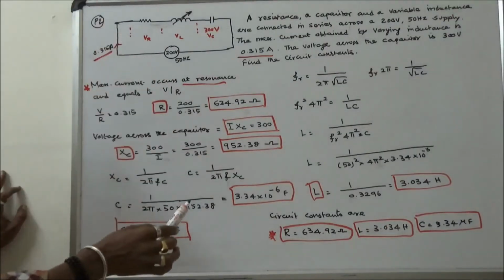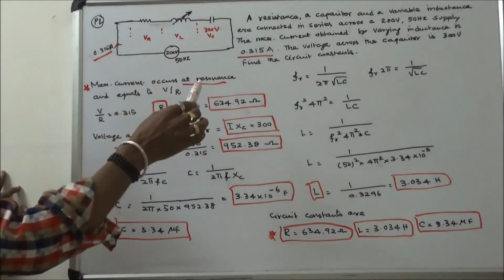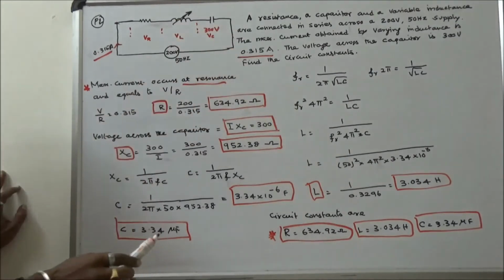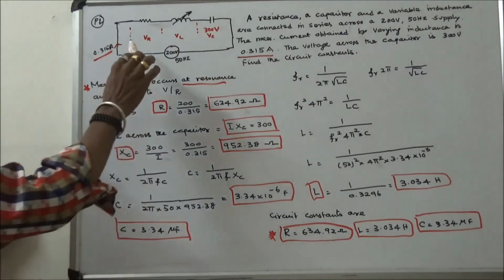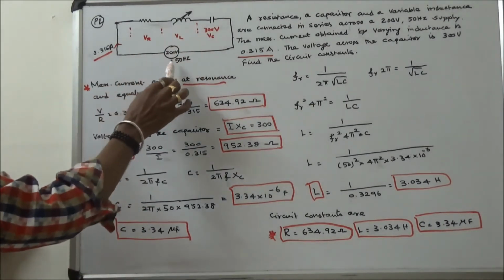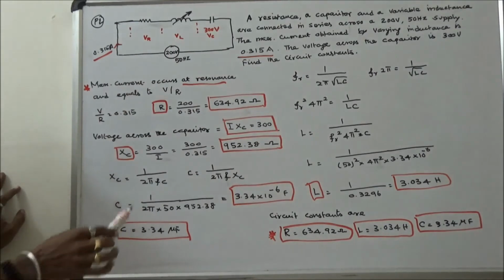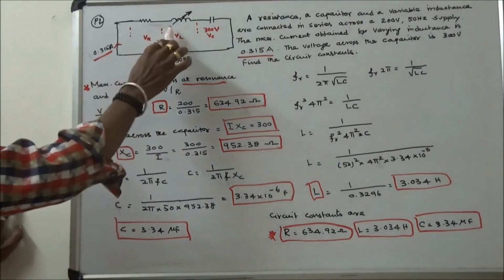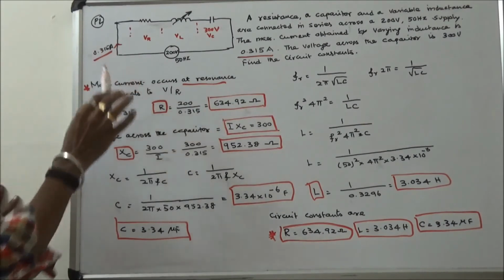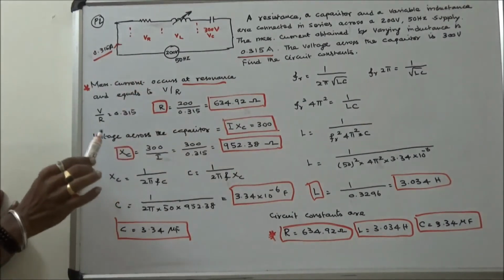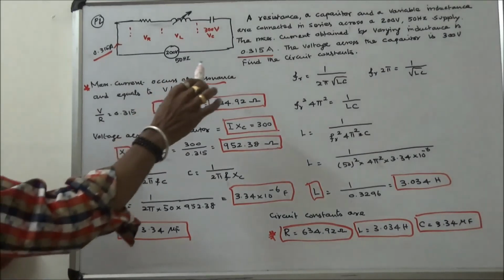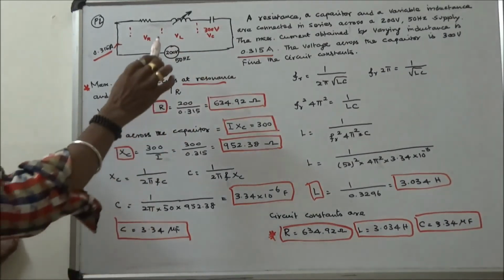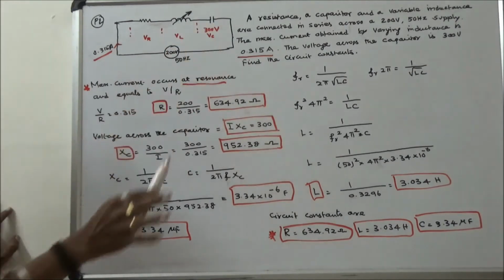Problem 2. A resistance, a capacitor and a variable inductance are connected in series across a 200 volt, 50 Hz supply. The maximum current obtained by varying the inductance is 0.315 amps. The question is, calculate the circuit constants, given the voltage across the capacitor is 300 volts.